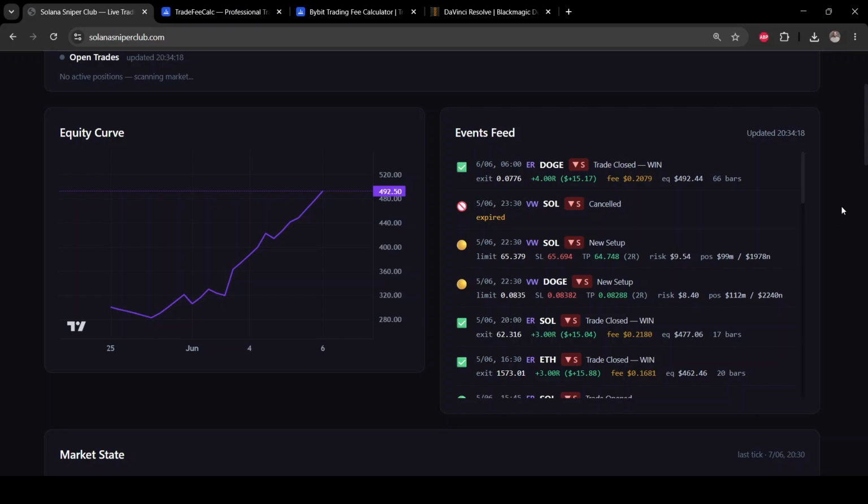This bot is running on a VPS. It never sleeps. It never misses a candle. It doesn't make emotional decisions. This is the most important part. It either sees a setup or it doesn't.